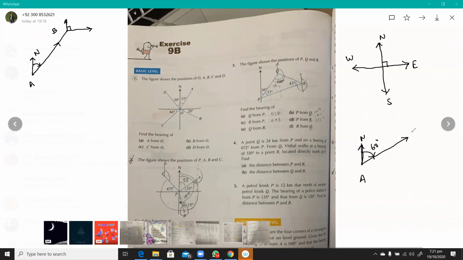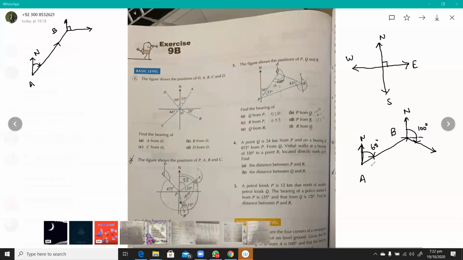Now suppose you have reached the point B over here, and then you have to go at a bearing of, let's say, 100 degrees. So once again you will have the north over here. So this is your 90 and this is going to be the bearing of 100 degrees. Okay, so bearing is a clockwise angle from the north. So this was about drawing the bearing.